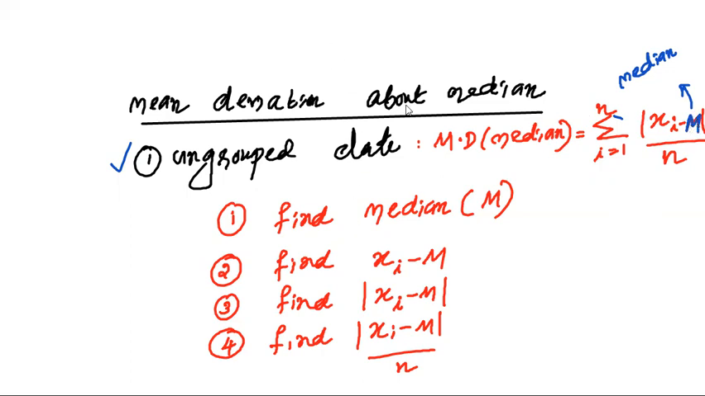What are the steps for that? Listen here. First, we have to find the median of the given ungrouped data. After that, from each observation, we have to subtract the median. Then take the modulus of xi minus m. Then the formula is sigma mod xi minus m divided by n. So we have to find sigma mod xi minus m, add all of them, then divide by the total number of observations, which is n. So you will get the mean deviation about the median of ungrouped data.